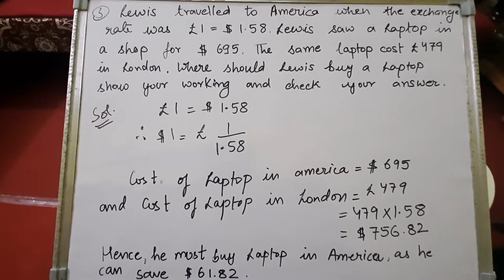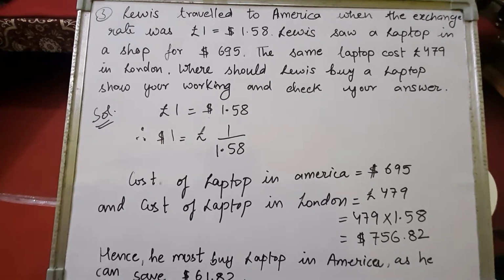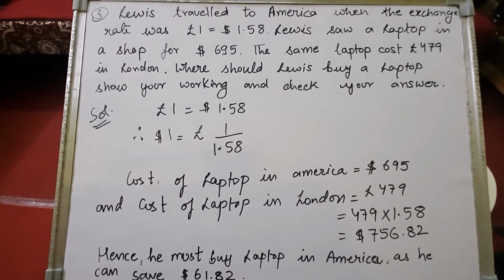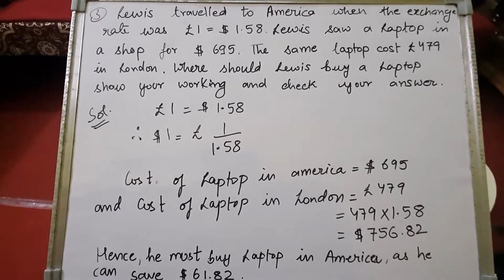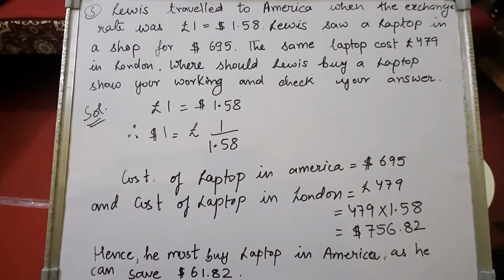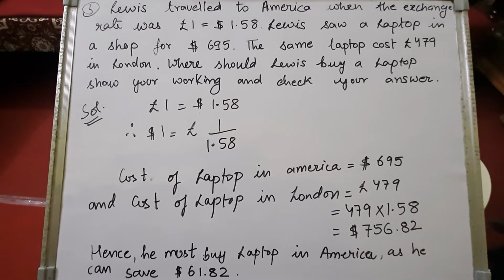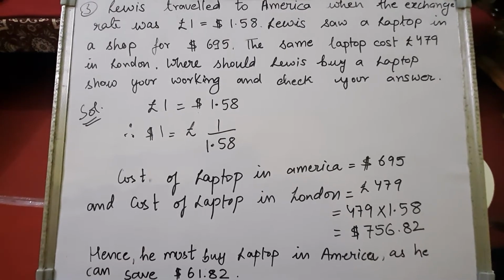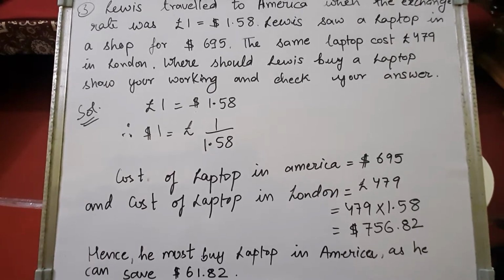Let's see another sum, children. This sum is based on exchange rates. The question says that Louis traveled to America when the exchange rate was 1 British pound equals 1.58 American dollars. There Louis saw a laptop in a shop for $695. The same laptop cost 479 pounds in London. So they're asking where should Louis buy a laptop? Show your working and check your answer.